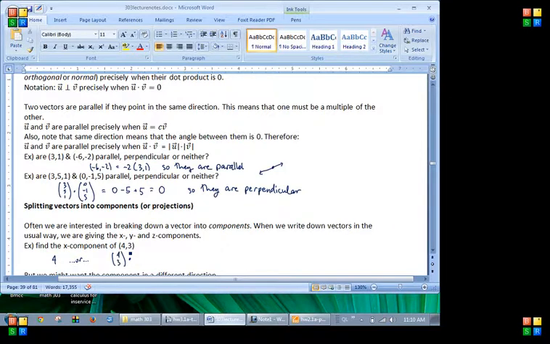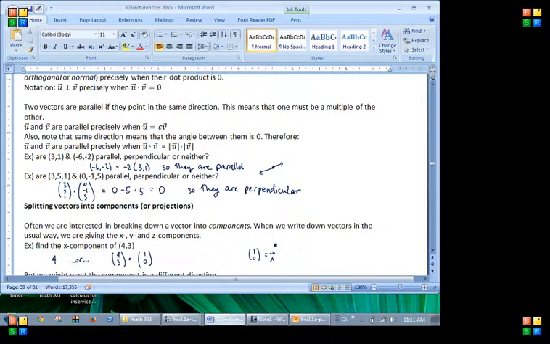So which vector represents the x direction? No, which vector? Not which component, which vector. The vector that represents the x direction is the vector (1, 0). If you recall, (1, 0) actually gets its own notation because it's so important. It's the i vector. So the (1, 0) vector is the unit vector in the x direction.